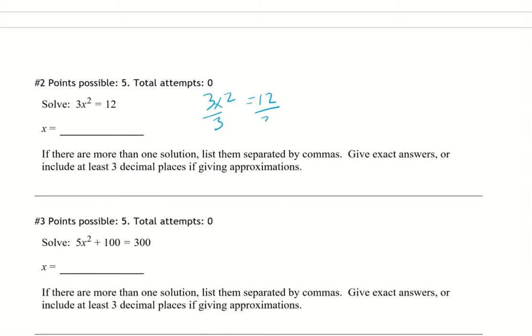So if we have 3x squared equals 12, we would divide both sides by 3. That leaves me with x squared equals 4, so take the square root of both sides, and I'm left with x equals plus or minus 2.